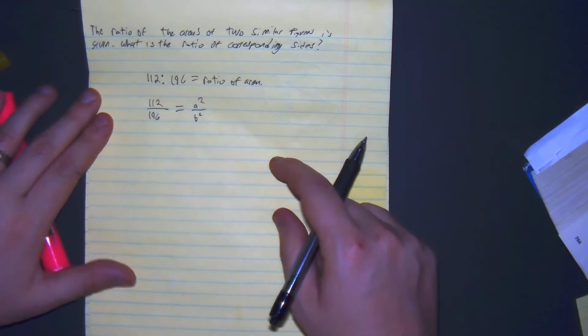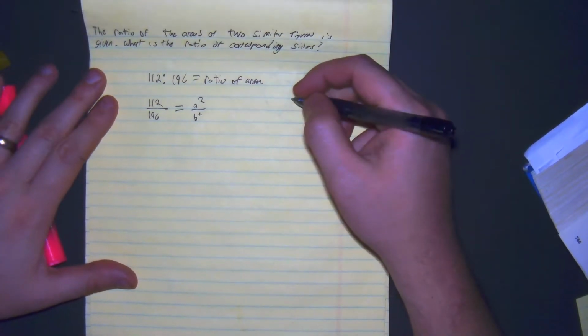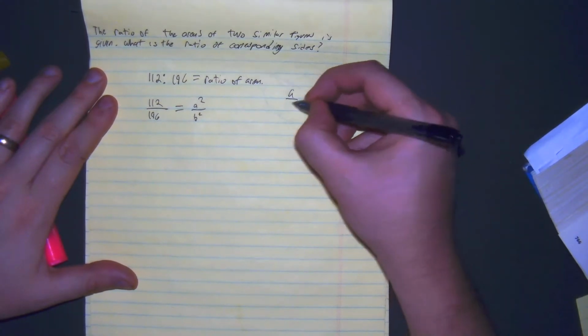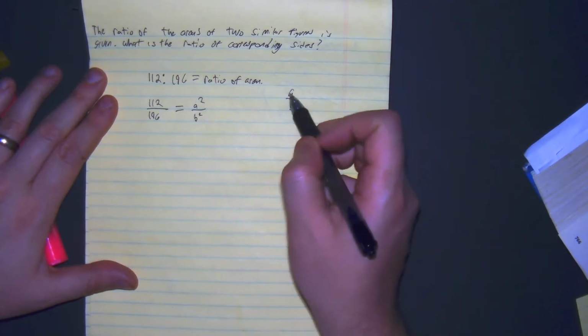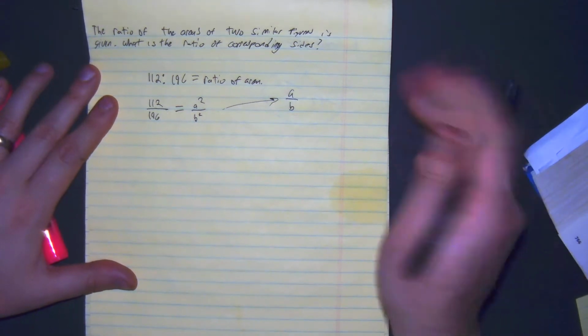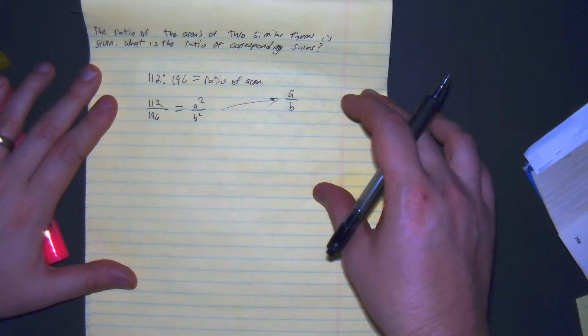Well, we have an issue with this. We want the corresponding sides. So what that means is a over b. We want to go from a squared, b squared, to that a over b. So how are we going to do that? Well, what's the inverse of a square? It's a square root.